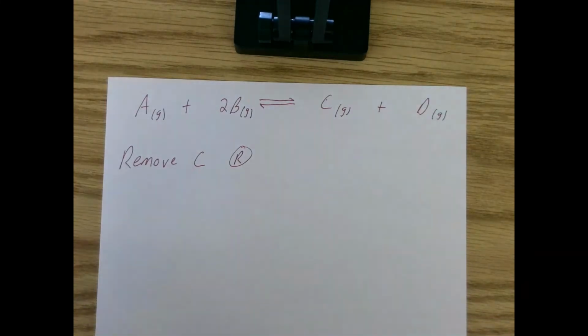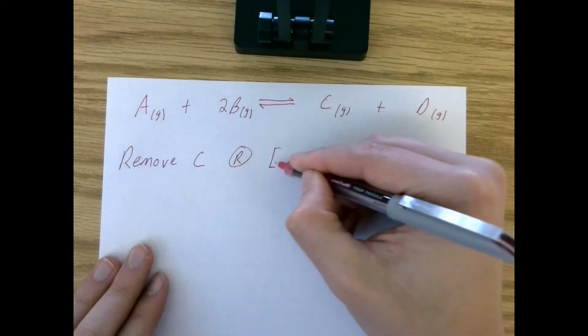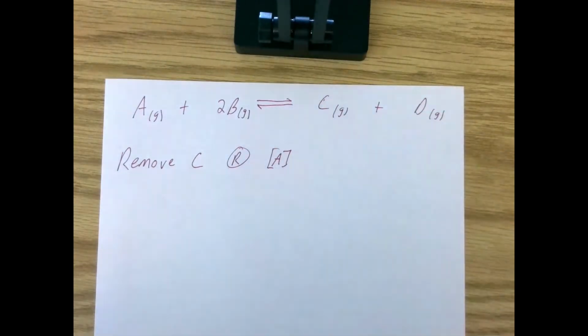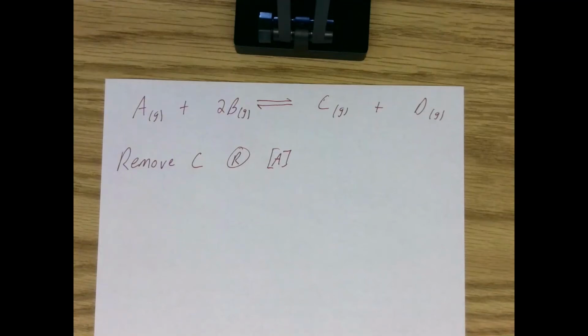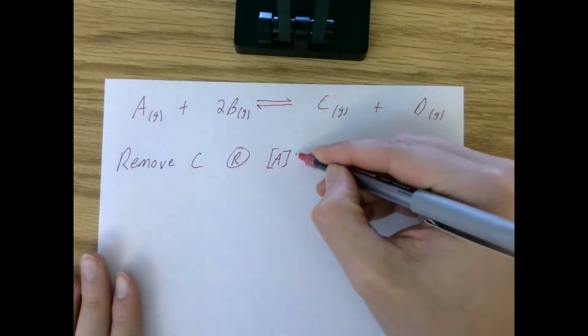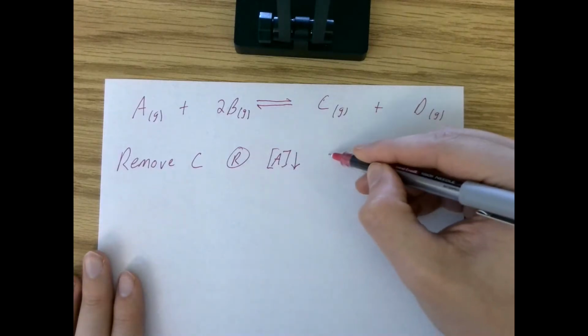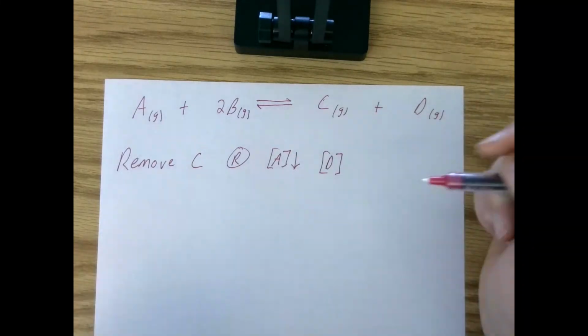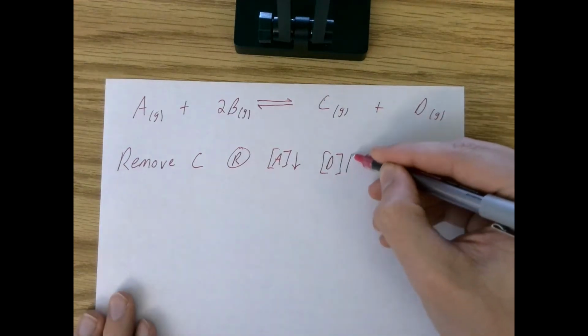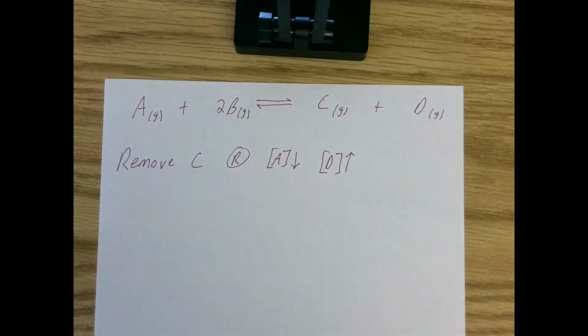I could also ask, if I remove C, what does it do to the concentration of A? So it shifts to the right. So does the right reaction produce A or use up A? Uses it up. So increase or decrease A? Decrease. Then what does it do to the concentration of D? It increases it because the right reaction produces D. So several ways to ask that same question. Removing C shifts which way, does what to the concentration of A, does what to the concentration of D.